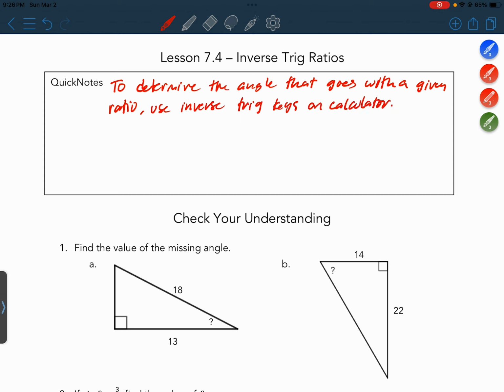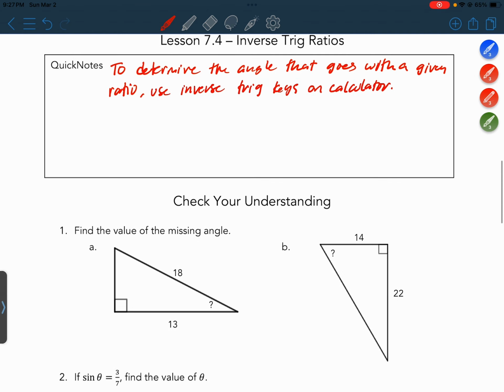All right, so to determine the angle that goes with a given ratio, we're going to use the inverse trig keys on our calculator. Most handheld calculators, you're going to have to press the second button and then either the sine, cosine, or tangent button to get to the inverse keys. So for instance, if we hit the sine inverse key and then we input a ratio, I'm just going to make one up, a to b, then the calculator will tell us the angle measure.